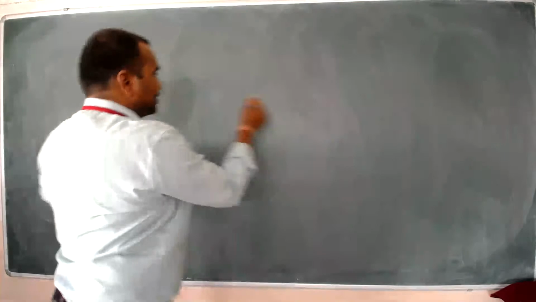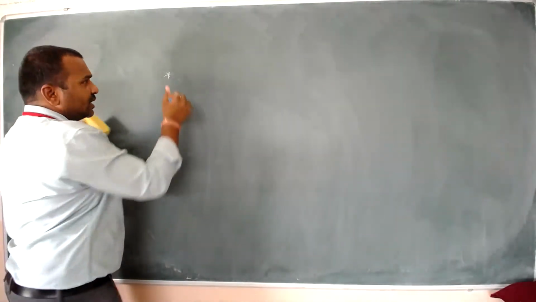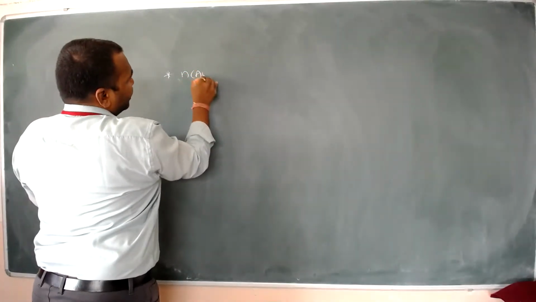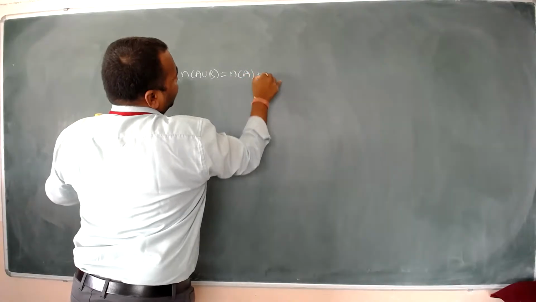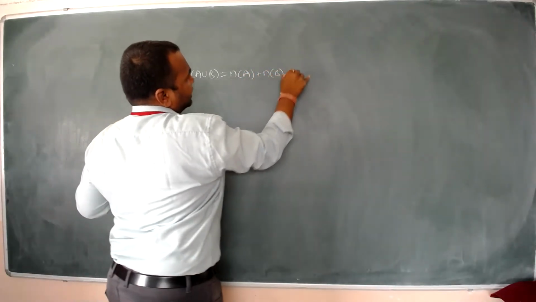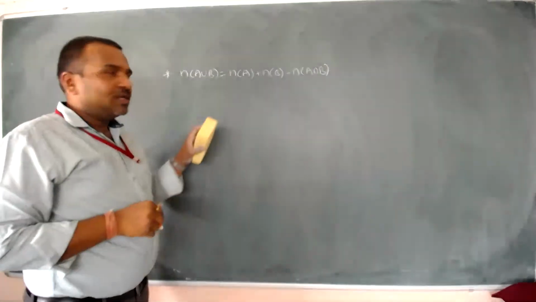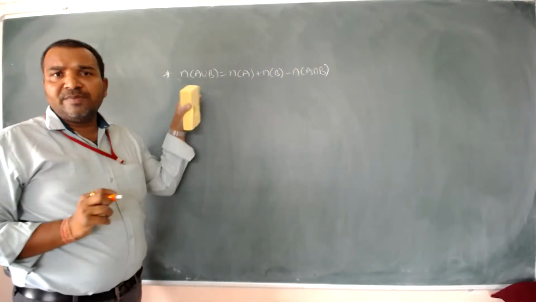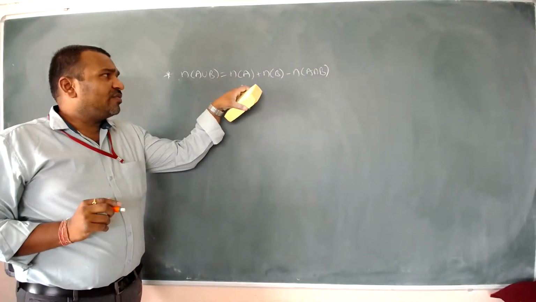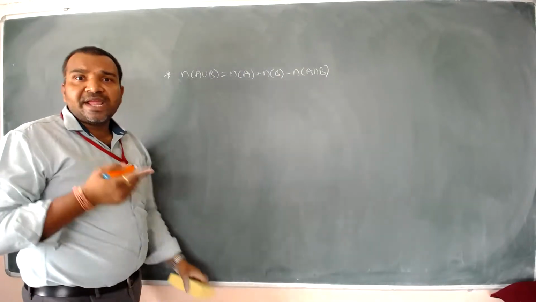Next, the last concept. Some most important concept is there. N of A union B equal to N of A plus N of B minus N of A intersection B. This is a most important formula. N of A union B means the number of elements in A union B equals the number of elements in A plus the number of elements in B minus the number of elements in A intersection B.